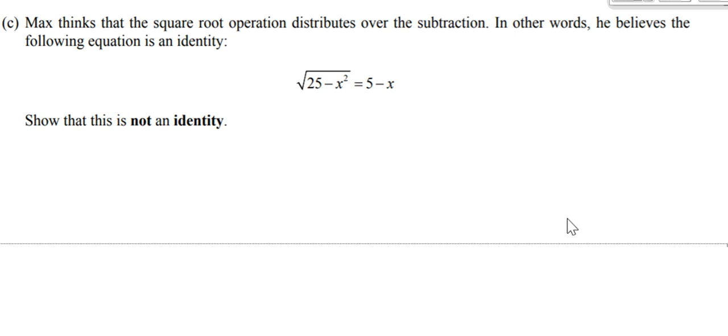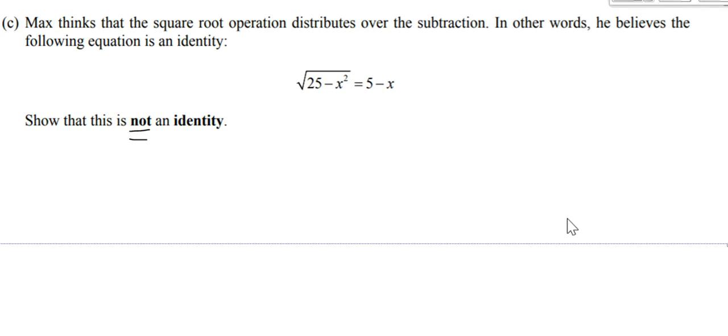So this tells me that I cannot evaluate the expression at x equals 13. Okay, so part C says Max thinks that the square root operation distributes over the subtraction. In other words, he believes the following equation is an identity: the square root of 25 minus x squared is the same as saying 5 minus x. Show that this is not an identity.